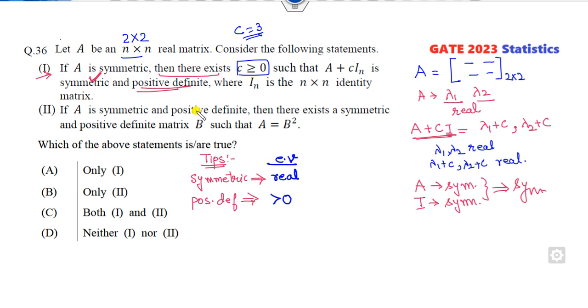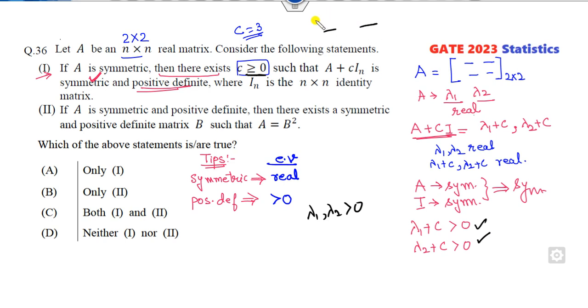How can you check positive definiteness? Now my target is to check whether this value is greater than 0 and this value is greater than 0. That is again very simple. Say both values are positive, or both may be negative. If both are positive, C is also positive, so this will be satisfied.